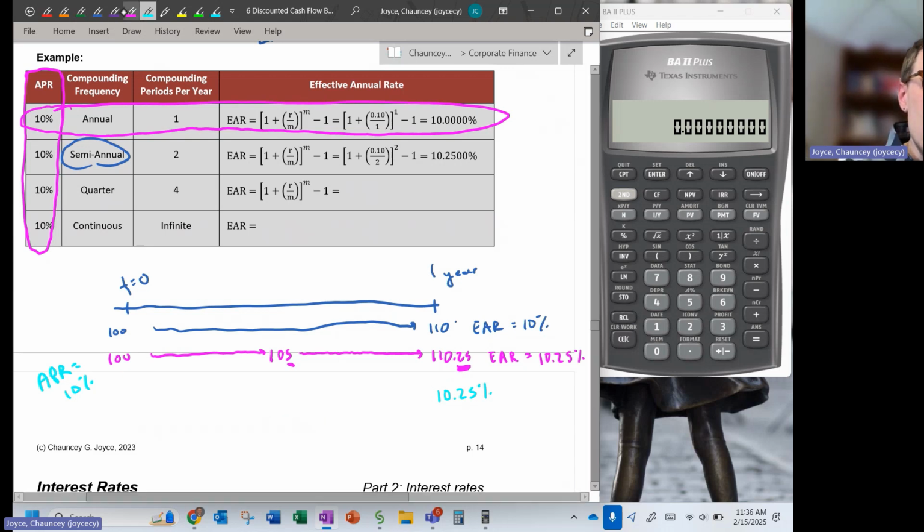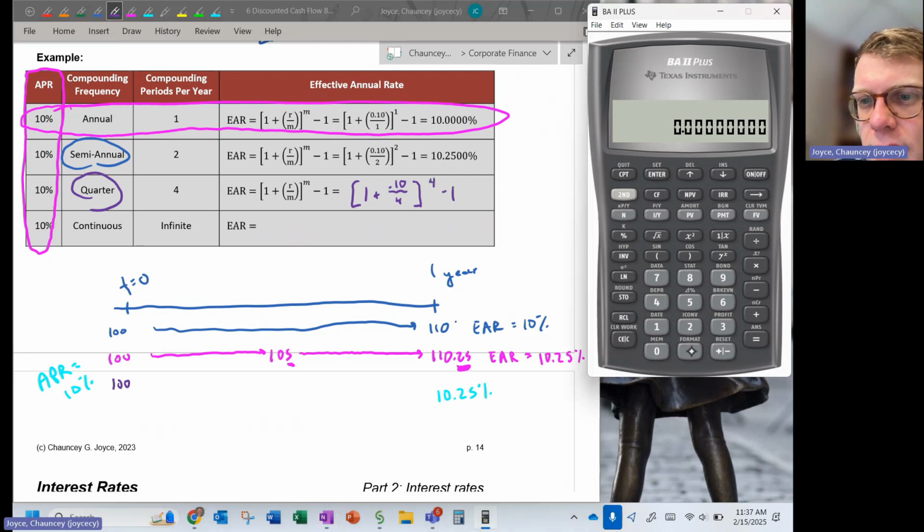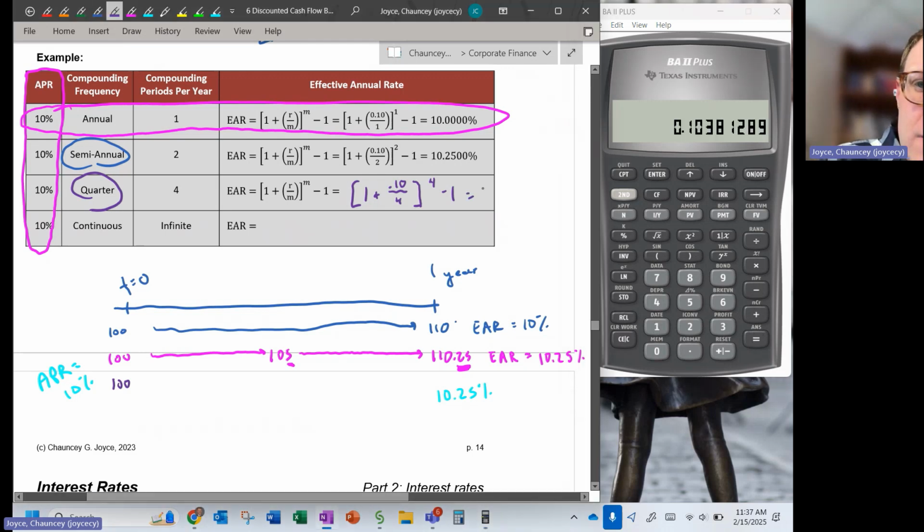Let's do another one. Let's do a quarterly basis. If we start with $100, let's first find the effective annual rate and then we'll check our work here. That's 10% over 4 because there's 4 quarters in a year. So that's 1 plus 10% over 4, to the power of 4, less 1. So let's just check our work here. That'll be 10.38%. Some of you may not be surprised to see that that's higher than the 10.25.